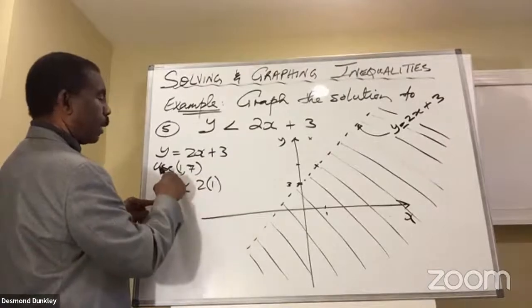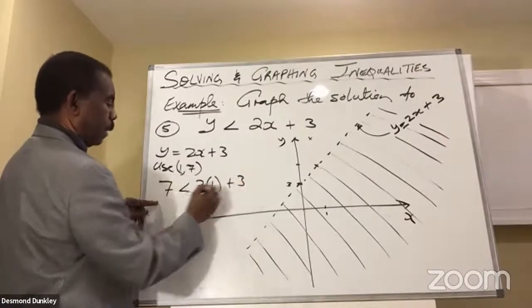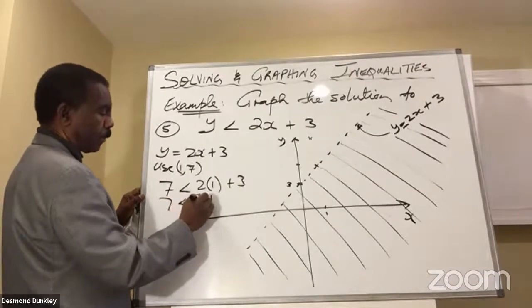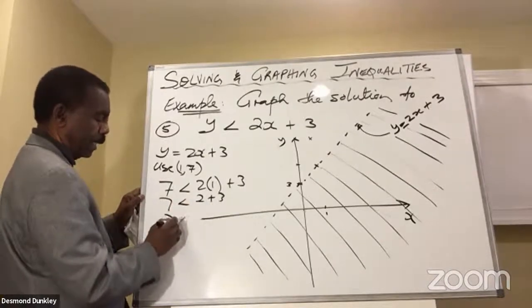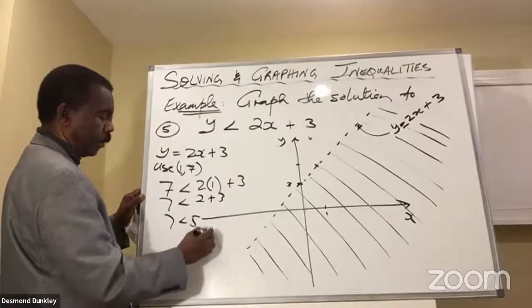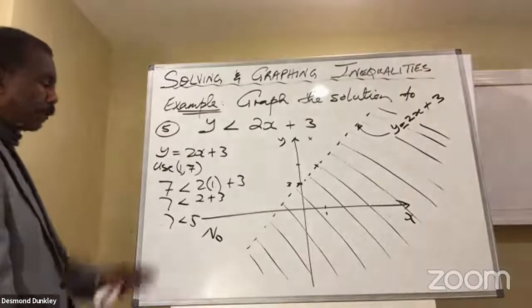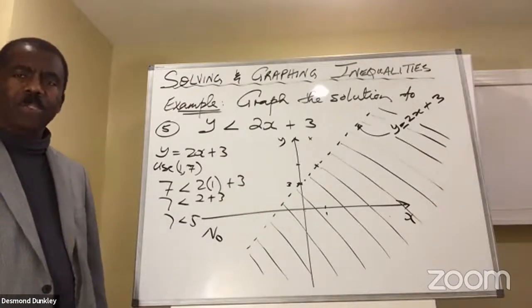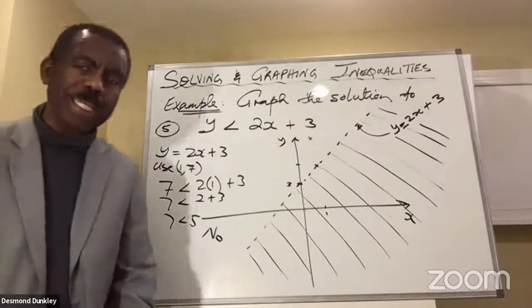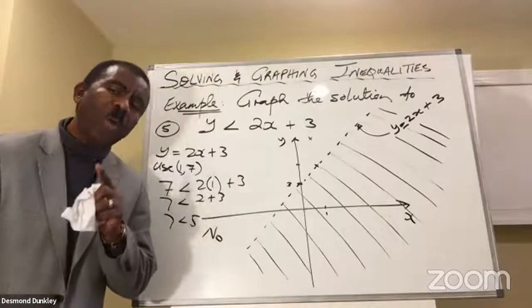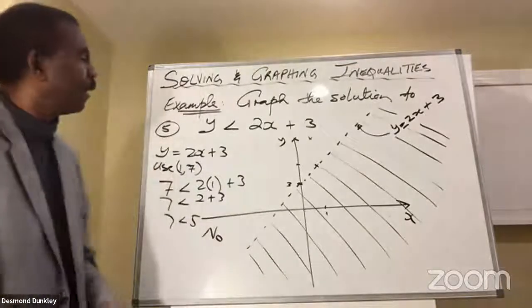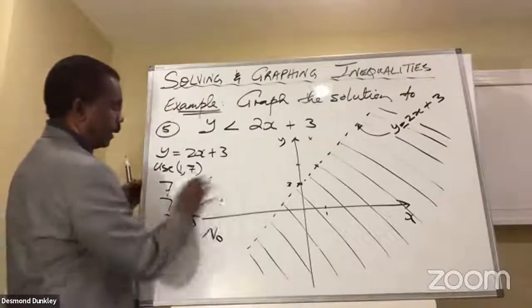Is 7 less than 2 plus 3? Is 7 less than 5? The answer is no. 7 is actually greater than 5. So that's not in your solution set. It's not in your shaded area. So we always shade the area that represents the solutions. Okay? Let's try another point.